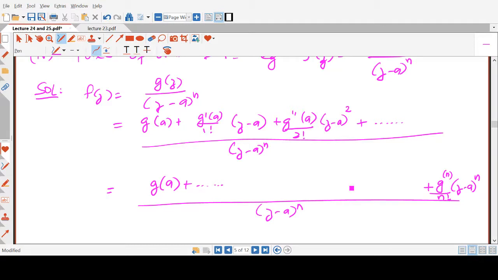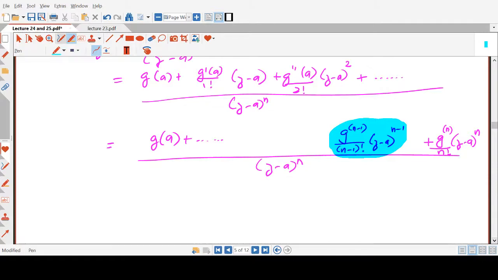The one before that would have been the g n minus 1th derivative over n minus 1 factorial, z minus a to the power n minus 1. That's the one I want. That's the kingpin element here. So when I do this division, plus, at that stage I will get g n minus 1 over n minus 1 factorial.